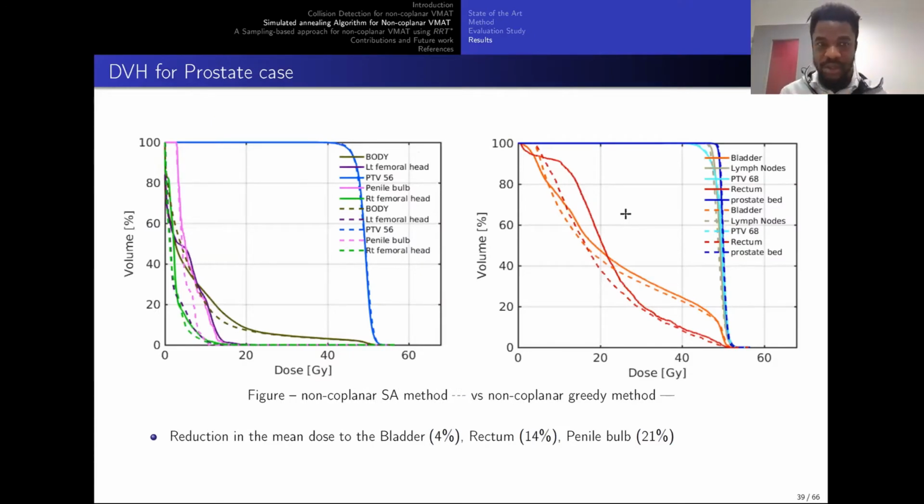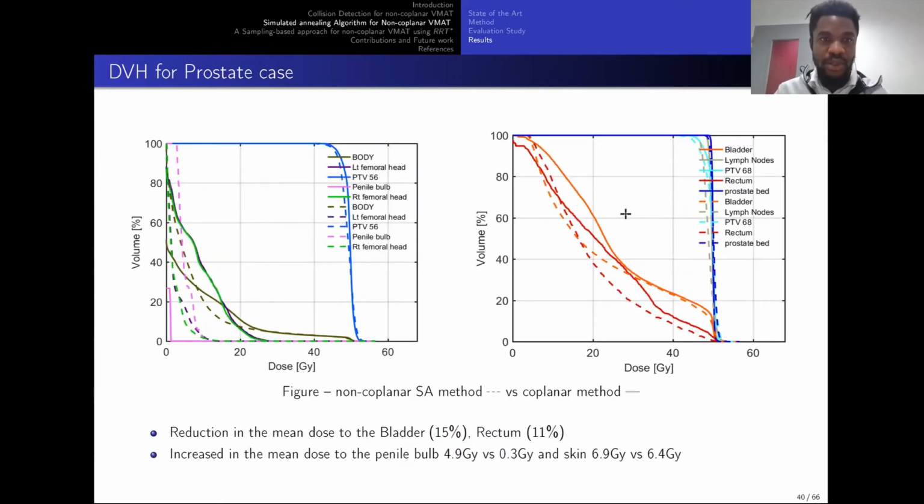We have reductions in the mean dose to the bladder and to the rectum if we compare the simulated method to the non-coplanar greedy method. And if we compare also to the penile bulb, we have reductions in the mean dose as well. So this is what we can see in the DVH. If we also compare the simulated method to the coplanar method, we have reductions as well in the mean dose.